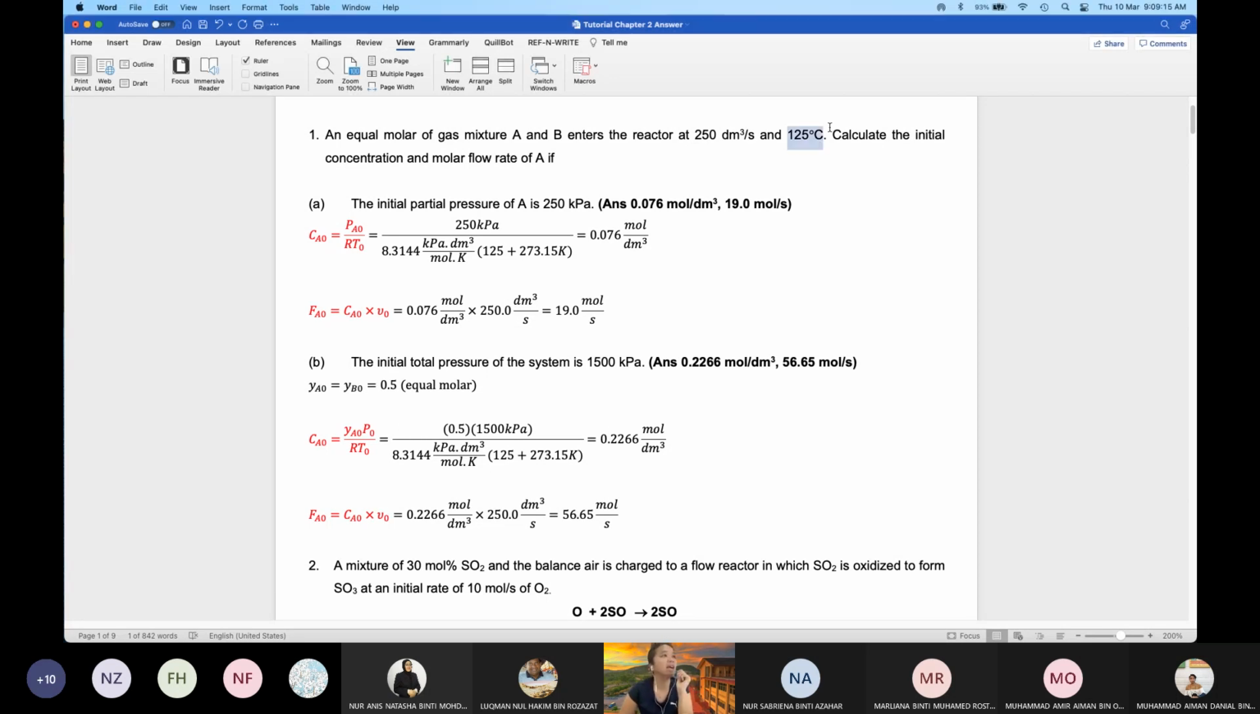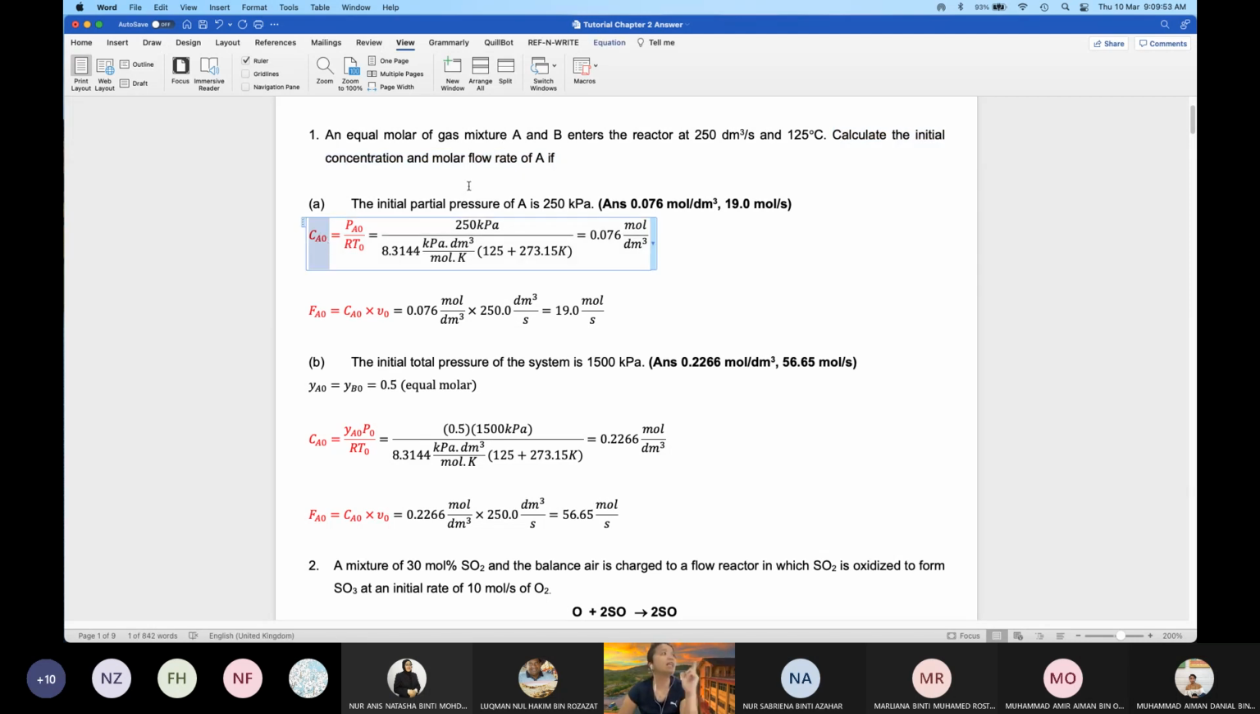They say calculate the initial concentration and initial molar flow rate of A. So what do they want to find? They want to find the initial concentration of A. Concentration, the symbol is C, and it must be specific to the compound. Since this is for compound A, C subscript A. Don't forget concentration also has initial and final. Since they say initial concentration of A, they want us to find C_A0 first.